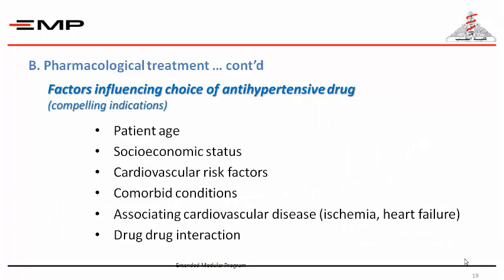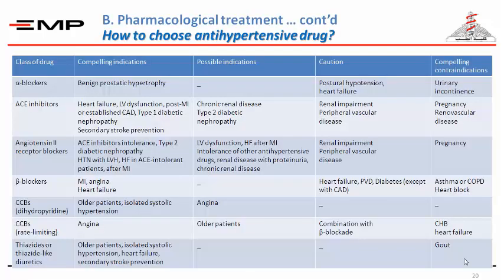What are the factors influencing the choice between classes? What we call the compelling indications. This will depend on the patient's age, socioeconomic status, cardiovascular risk factors, comorbid conditions, associated cardiovascular diseases like ischemia or heart failure, and drug-drug interactions. For example, we can use an alpha blocker for patients having benign prostatic hypertrophy.